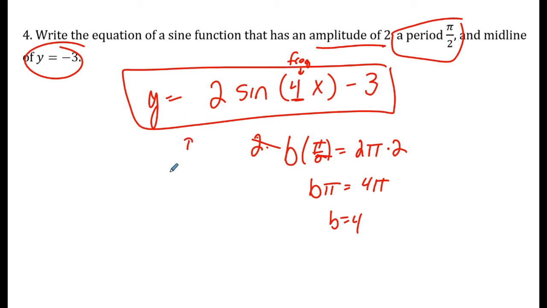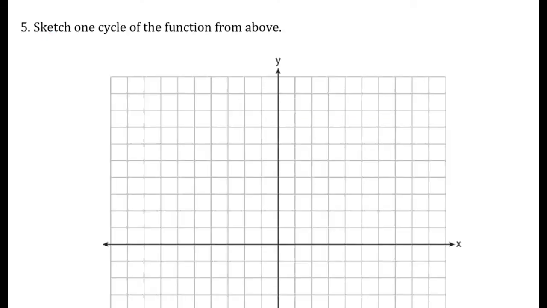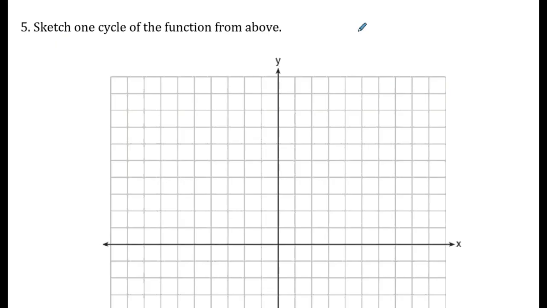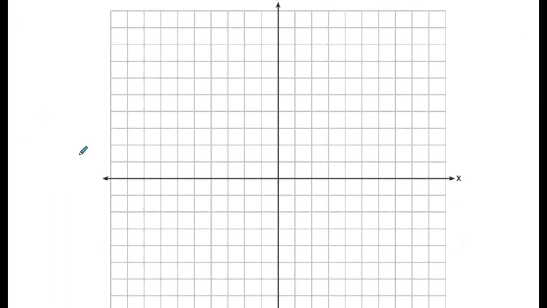You could have stuck a -2 in front of there instead, because the amplitude, if I see a -2 out front, the amplitude is still 2. But that's okay. We'll move on. Sketch one cycle of the function from above. So 2 sine of 4x minus 3. So we always start with our midline. I have a midline of y equals -3.